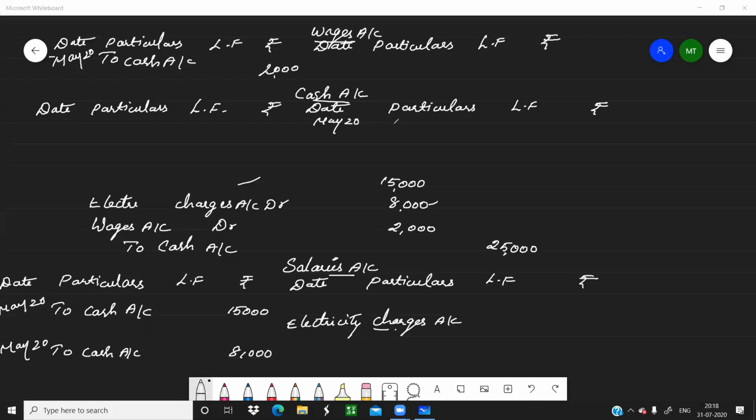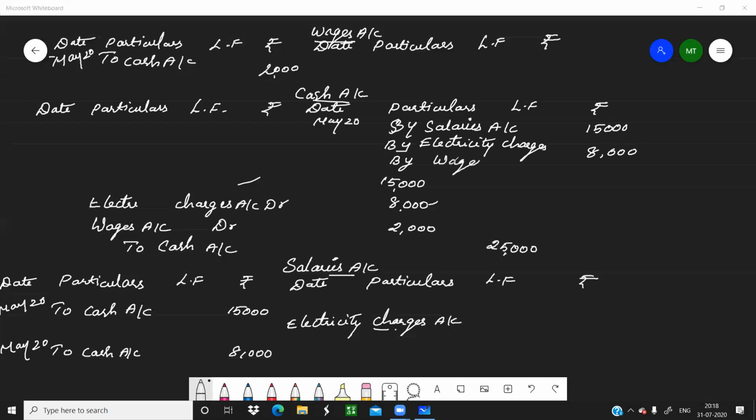First one, by salaries account. How much? 15,000. Then by electricity charges account. How much? 8,000 rupees. Then by wages account, rupees 2,000. That's all. Okay. So these are the compound entries. So next one, illustration 4.